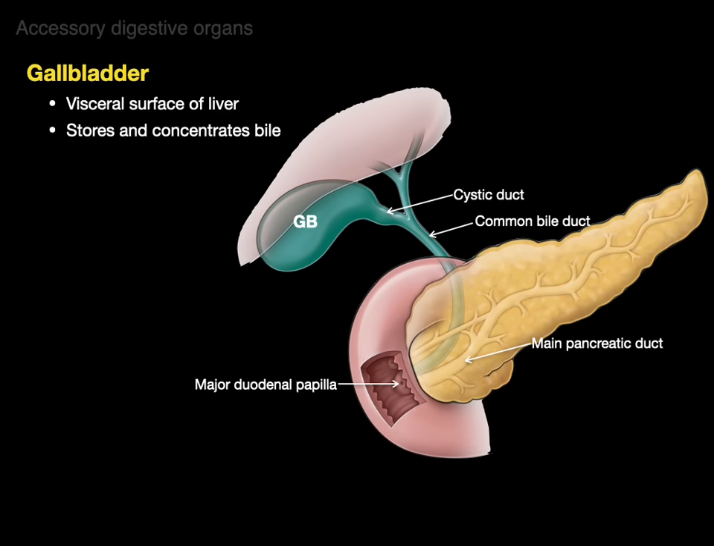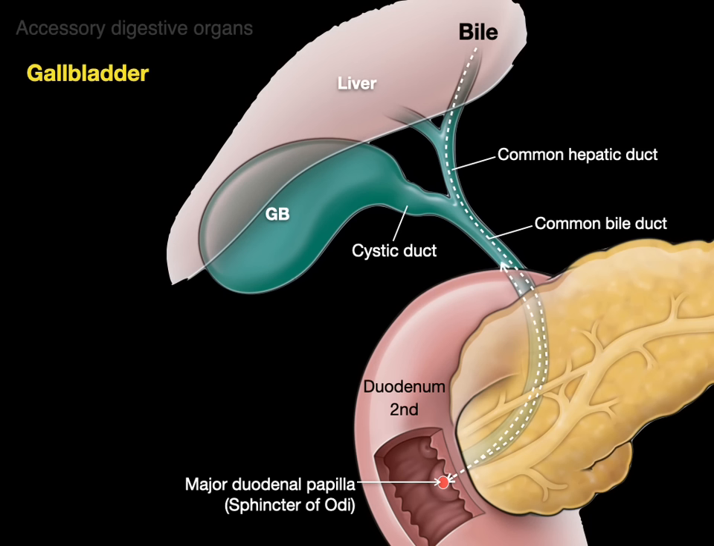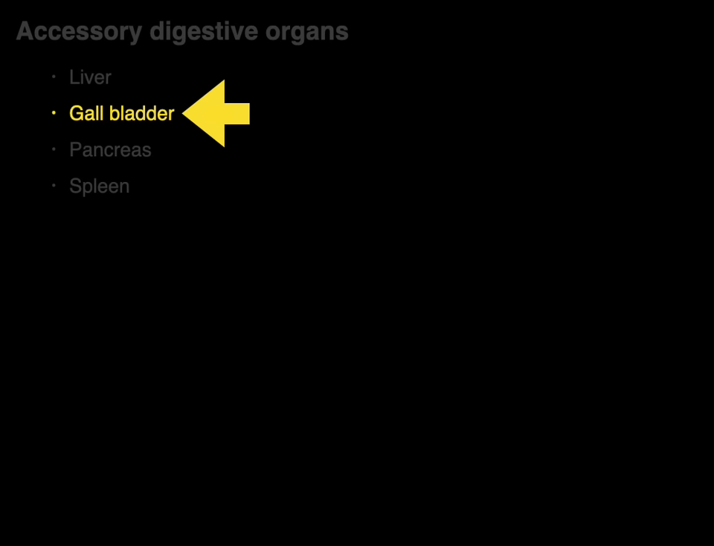Now, I want to see what happens. Like in the liver, bile's produced. And so what happens is bile moves down these ducts to get into the duodenum. But that opening is not always patent. That major duodenal papilla has a sphincter of Oddi that keeps it closed at times, and unless cholecystokinin is secreted, that opening will remain closed. So bile backs up and goes into the cystic duct where the gallbladder stores and then concentrates that bile.